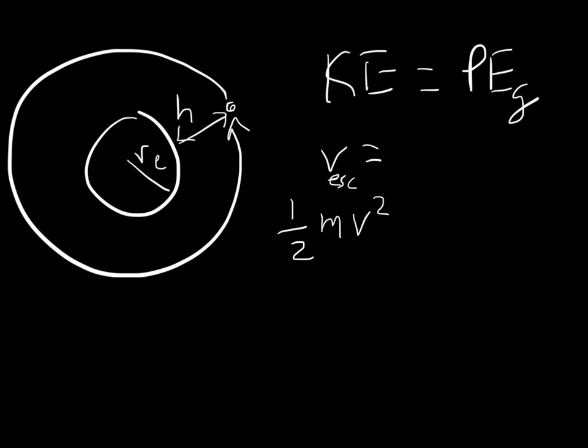Okay, mv squared, right? Now we have, this is going to be the mass of the ball, right? Because we kicked the soccer ball. Now, if we want that soccer ball to be at a certain distance up in the air, what will be the potential energy?